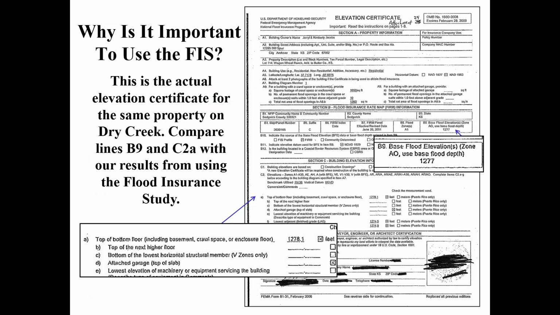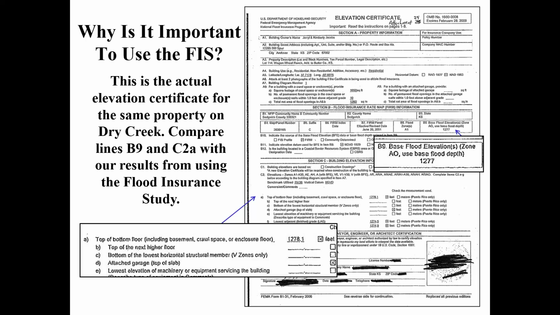So why is it important to use the flood insurance study and make sure that you actually calculate the base flood elevation? In this case, and I don't think it's common, but it has happened before, and this is an older one. As you can see, this is an elevation certificate form that expired in 2009. But in this case, the surveyor took the base flood elevation that was on the FIRM, because as I said, they put rounded, generalized base flood elevations on the FIRM just to give you an idea of what that elevation is supposed to be.